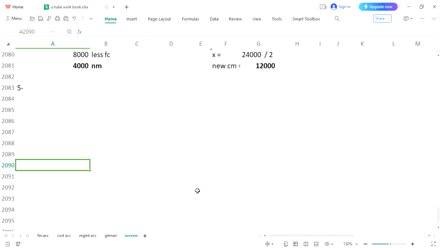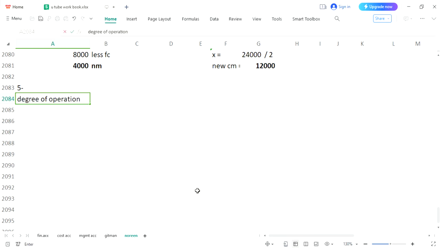Hopefully someone of you do remember degree of operating leverage. How do we calculate? We take contribution margin first, and then it is divided by net margin.